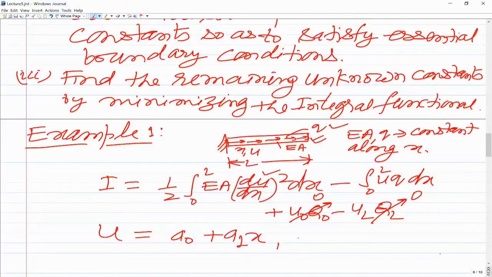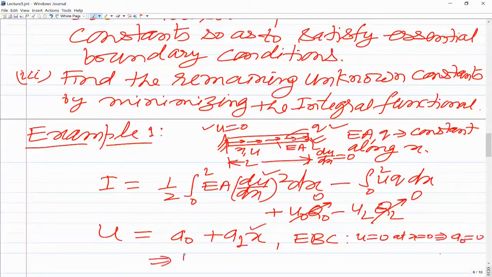Now if you look at the boundary conditions for this problem, they are u equal to 0 at x equal to 0, and du by dx equal to 0 at x equal to l. The essential boundary condition, because for this problem we know the primary variable is u, is the prescription of u, so that is only this one: u equal to 0 at x equal to 0. If we put x equal to 0 here, we only get a0, so a0 equal to 0. Therefore finally you will get u simply as a1 into x.